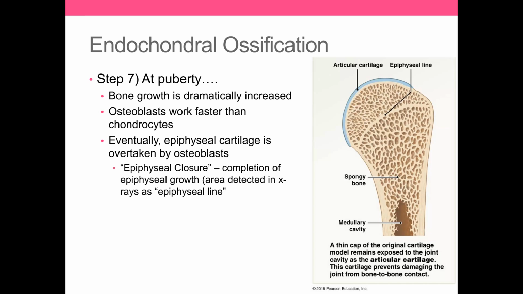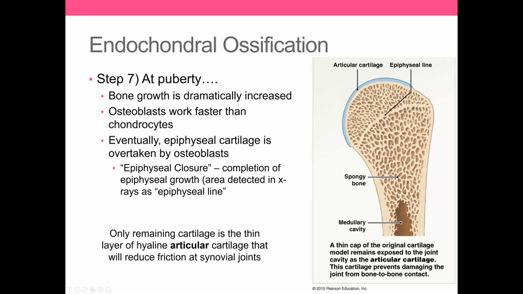And we call that epiphyseal closure. That is when you have the completion of the growth at this epiphyseal plate area. And you can see this on an x-ray. It looks like an epiphyseal line. You can see a faint line where that cartilage plate used to be.